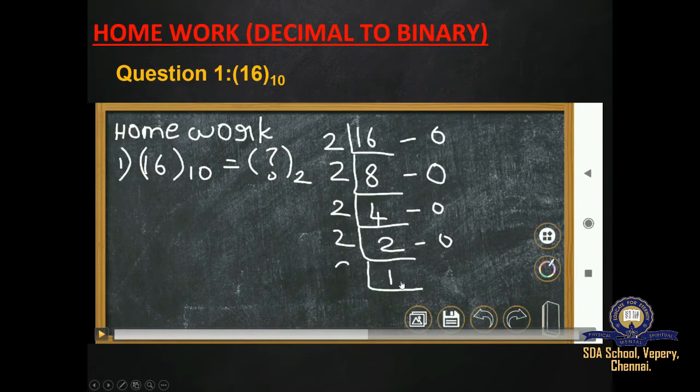Now we have the dividend as 1. But the rule is we have to divide until the dividend becomes 0. So again we have to divide by 2. So now 2 into 0 times we get 0. So our remainder will be 1.